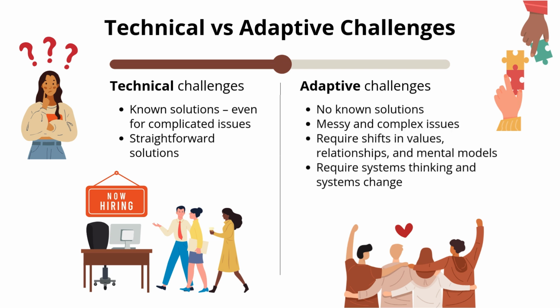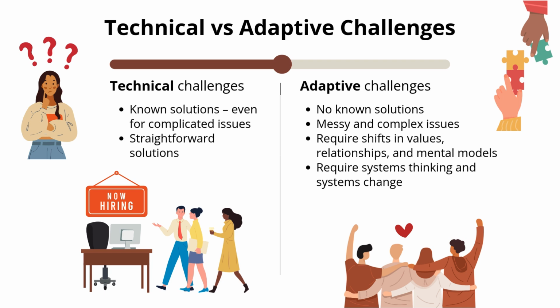On the other end of the spectrum, and it is a spectrum, adaptive challenges are messy and complex. These include challenges such as poverty, racism, lack of education, and unequal access to healthcare. These are at the root of the health issues we are trying to address. They require shifts in values, relationships, and mental models. For example, if a community doesn't access care because of a long history of discrimination and medical mistrust, the solution isn't just expanded clinic hours. It requires building trust, addressing historical harms, and co-creating culturally grounded approaches to care.